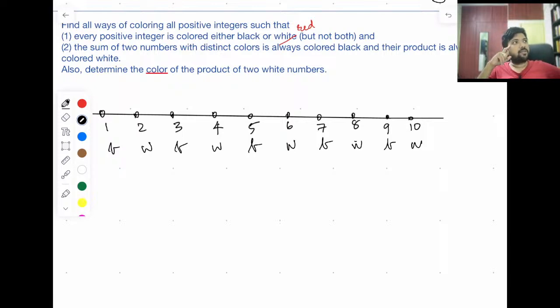There's no 0, I think. All positive integers. So is this the only coloring? What could be the possibilities? What if 1 was black? Okay. What if 1 was white? Can 1 be white?